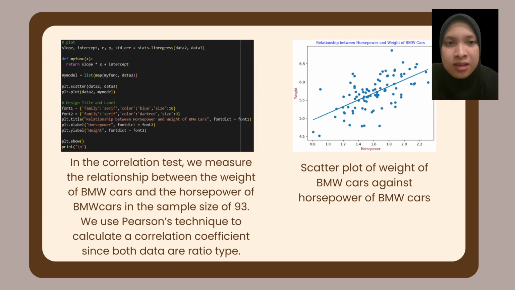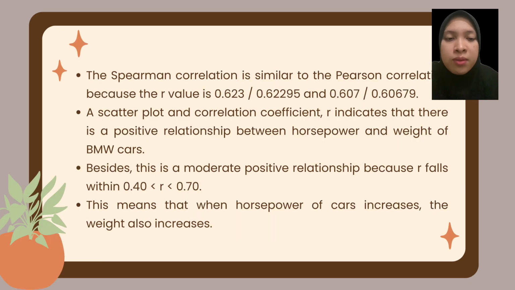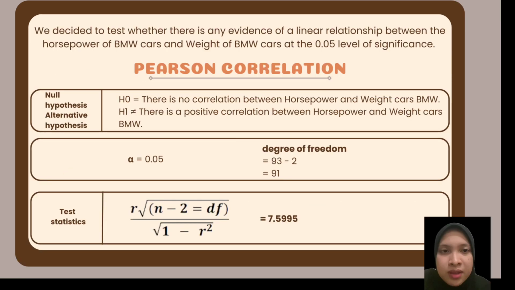The second method is correlation analysis. For this correlation analysis, we measure the relation between the weight of BMW and the horsepower of BMW cars. The sample size is 93, and we use the Pearson technique to calculate the correlation coefficient since both data are ratio type. This is the code and output of the result, Pearson's and Spearman correlation. We get a scatter plot of weight of BMW cars against horsepower of BMW cars. We decide to test whether there is any evidence of a linear relationship between the horsepower of BMW cars and the weight of BMW cars at the 0.05 level of significance.